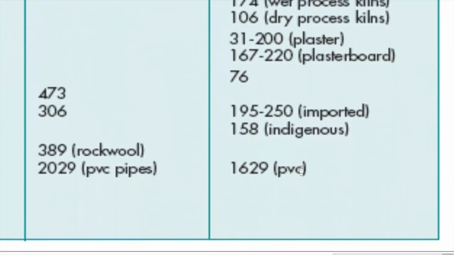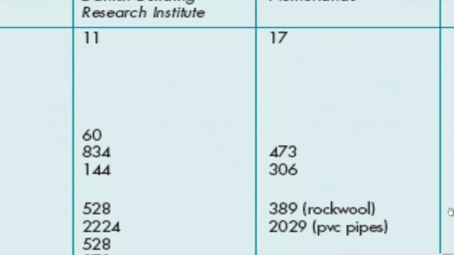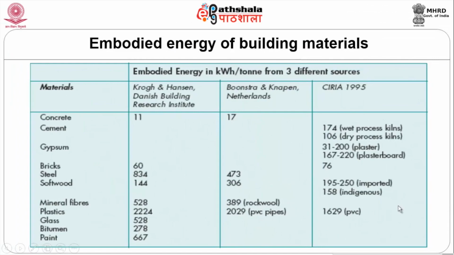By various processes, how much energy can be taken into account as embodied energy is given in the graphs. So, three different sources: one we have seen from Danish, another one is from the Netherlands, another one is from Syria. If you look at the differences, between Danish and Netherlands it is a slight value, 11 to 17, 834 to 473, or 144 to 306, whereas here in the Syria one, by the impact assessment methods, it reduces the embodied energy to a greater extent.